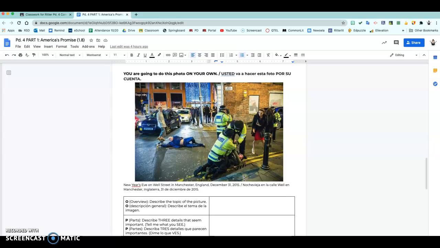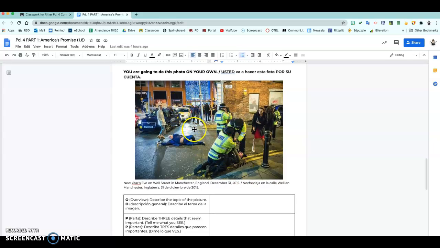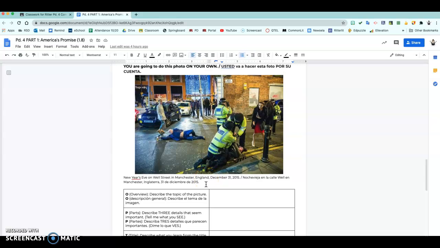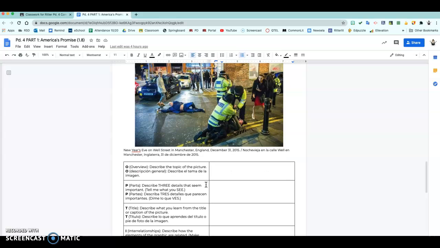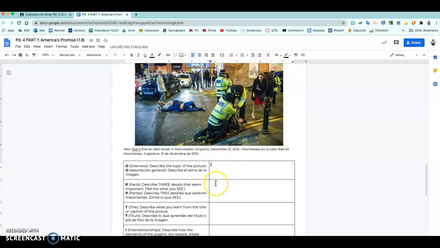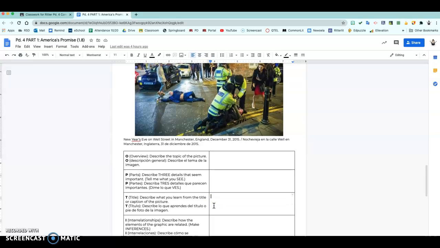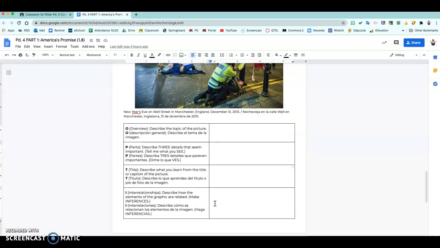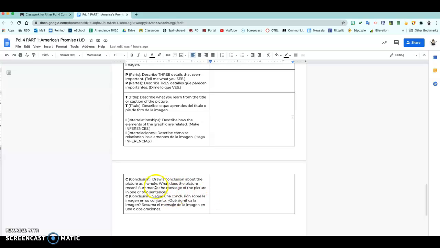So the individual work for today was to look at this photograph, which also has a caption down here, and to try applying the OPTIC strategy on your own. You would give me your overall sense of what the picture is about, three or more details that seem important to you, what you learn from the caption information, some inferences of how all this relates and what it means, and then a statement about what the picture as a whole means or the message of the person who took it.